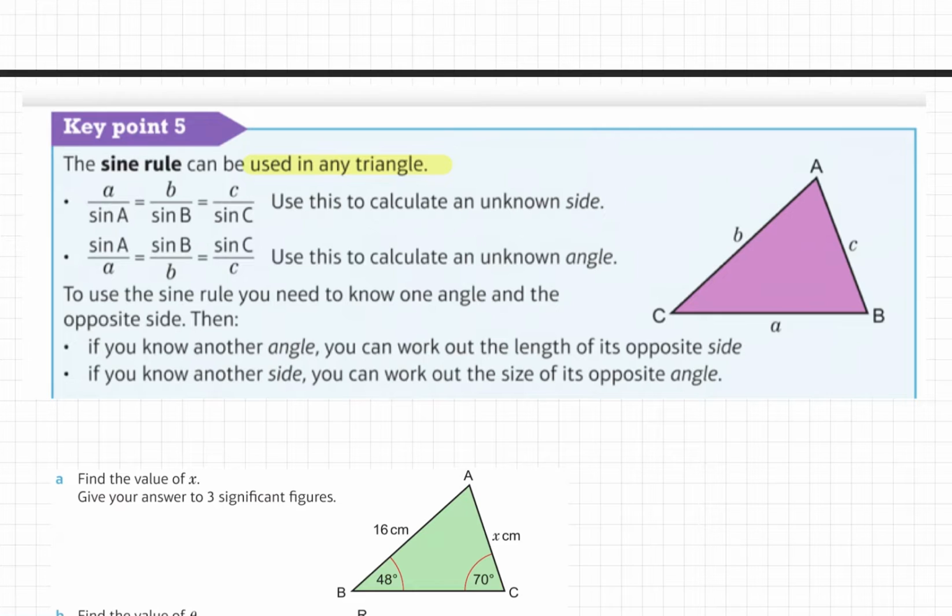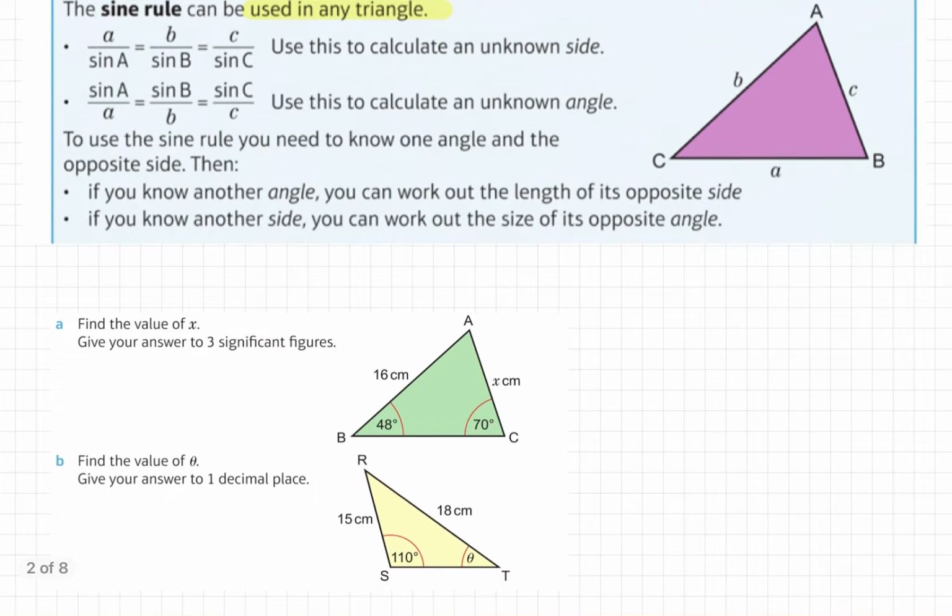Okay, and to use the sine rule, we need to know one angle and one opposite side. So if you know another angle, you can work out the length of the opposite side, and if you know one of the sides, you can work out the length of the opposite angle. So here are two examples.